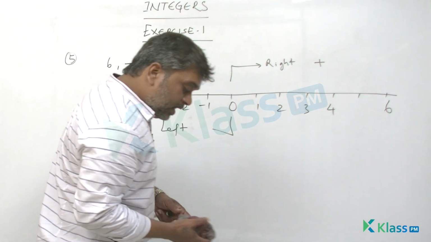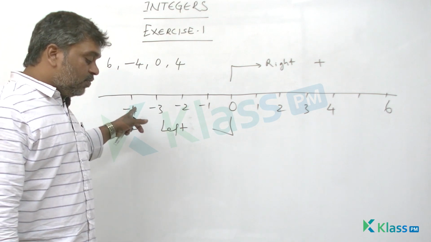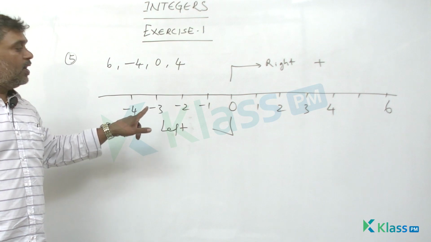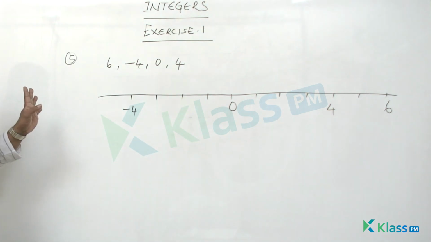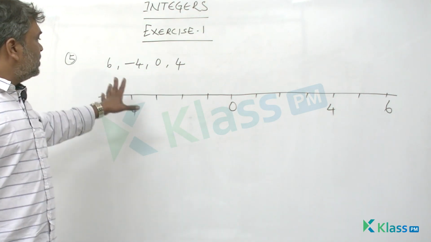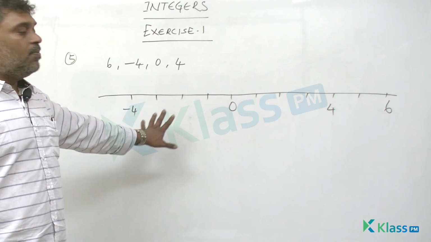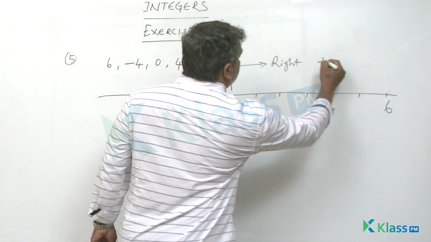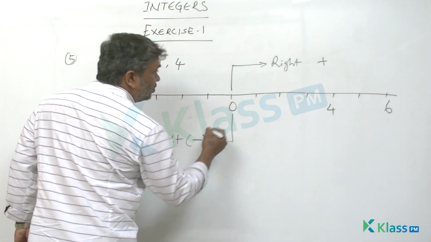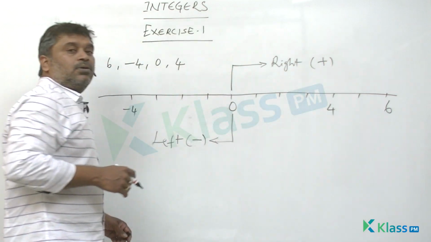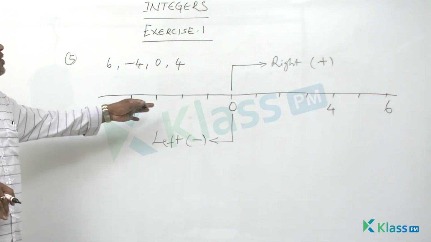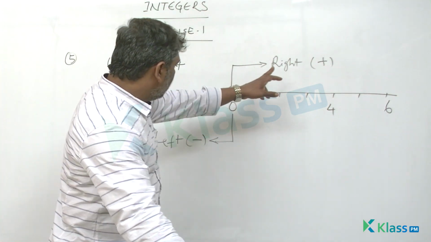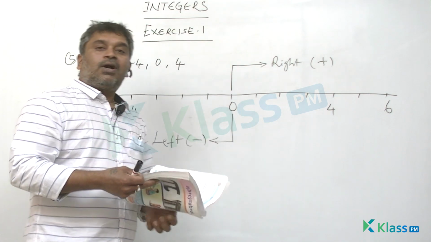What is the question given here? Represent 6, minus 4, 0 and 4. You have to represent these four numbers on the number line. So, this is the solution. We just have to represent the given numbers on the number line. Writing this right as positive and left as negative is also an added advantage to this solution, because you are writing this knowing what is the positive side and what is the negative side.